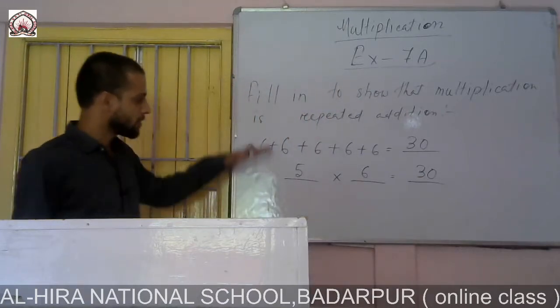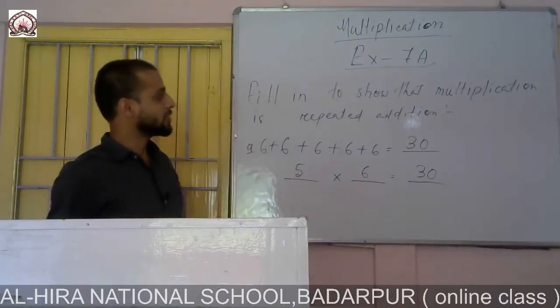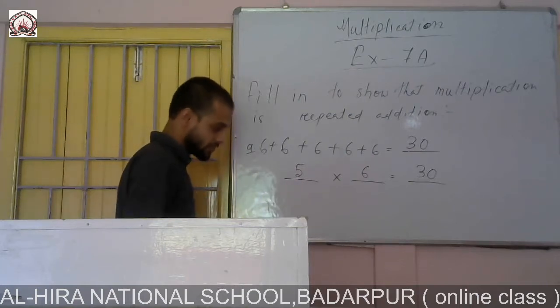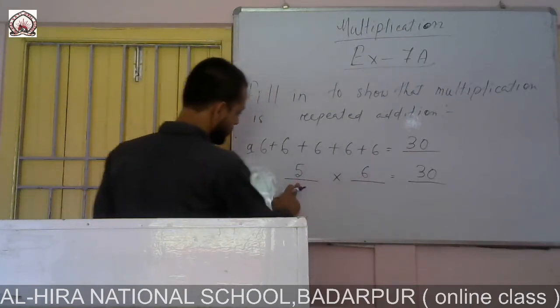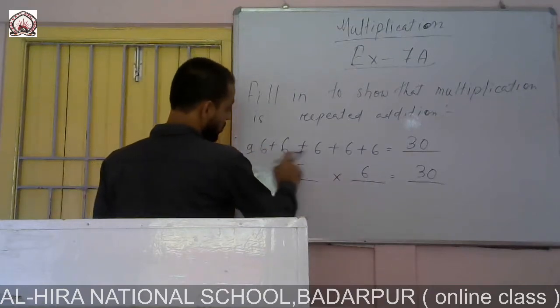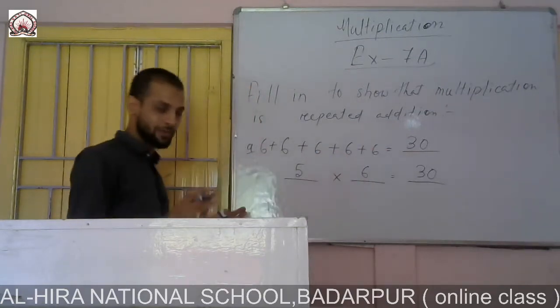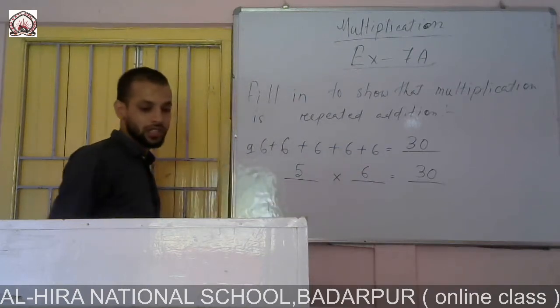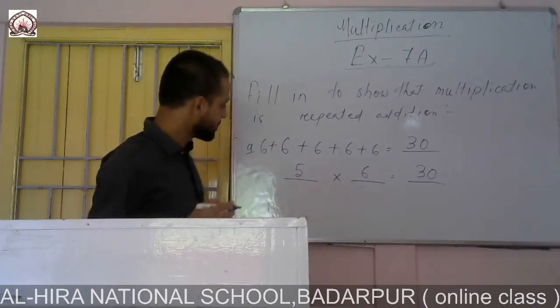So the question is: fill in to show that multiplication is a repeated addition. Here you see how many times we have added 6. That means 5 times we have added 6. So here we will get five 6s. If we add five 6s, we will get 30. The same way, if we multiply 5 into 6, we will get 30. So the next question you see.